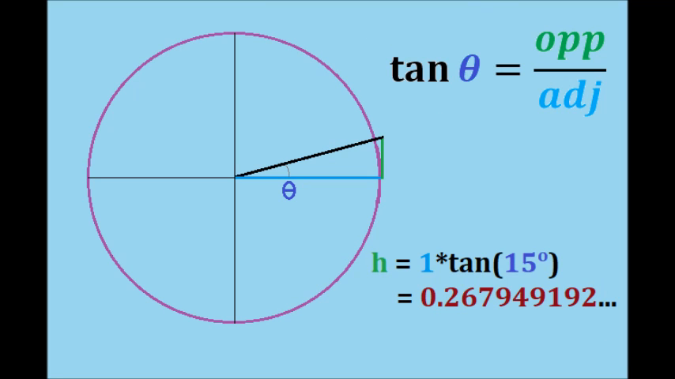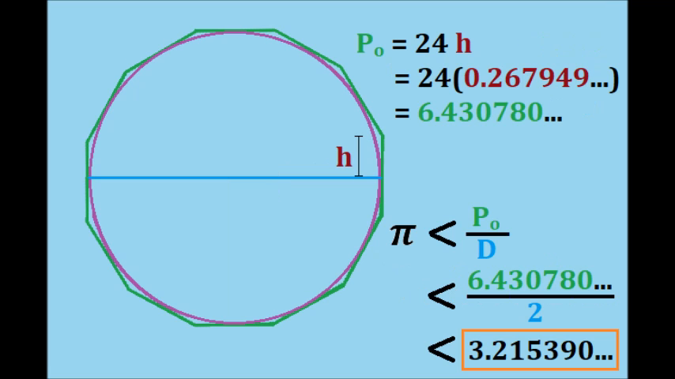Now the outer polygon. The green height h is tangent of 15 degrees. Remember, this is the unit circle. Radius is 1. That keeps things simple. Again, we multiply h by 24. That gives us 6.43 approximately. Divide that by 2, the diameter, to get an upper bound for pi. Pi is in fact less than 3.215. Good. Now how do we calculate those values for sine of 15 degrees and tangent of 15 degrees?